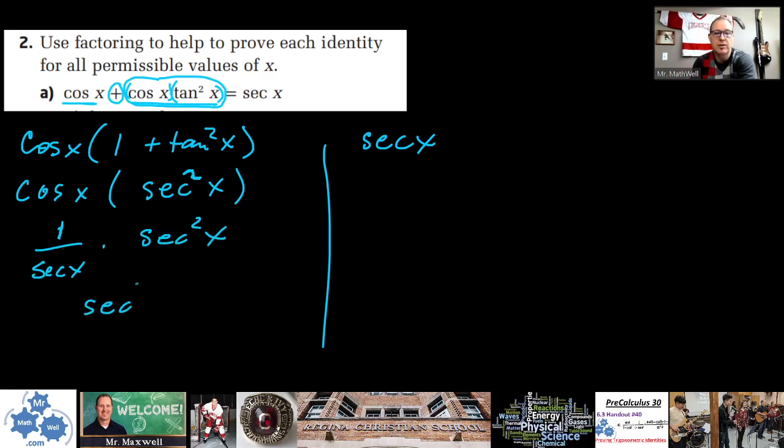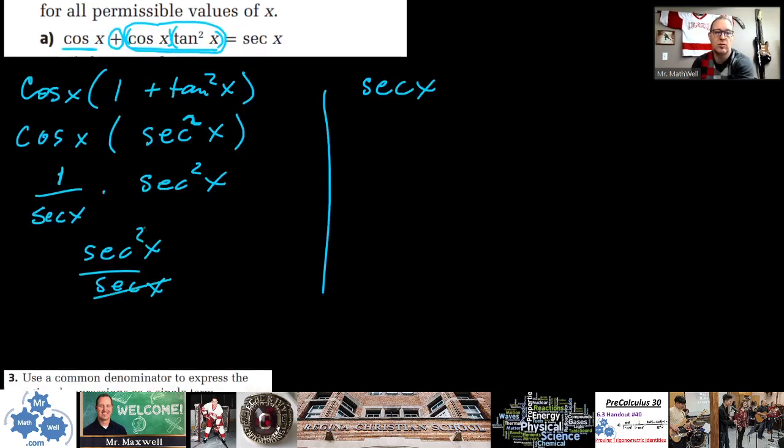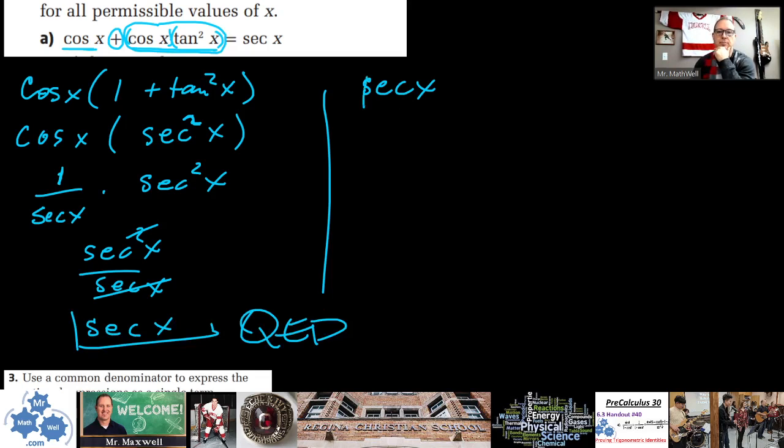This is now secant squared x over secant x, and that simplifies, right? The secant with the squared, I'm just left with secant x. And boom, there you go. QED, you're done. You've got the left side totally equaling the right side. So that's where factoring helps us out.